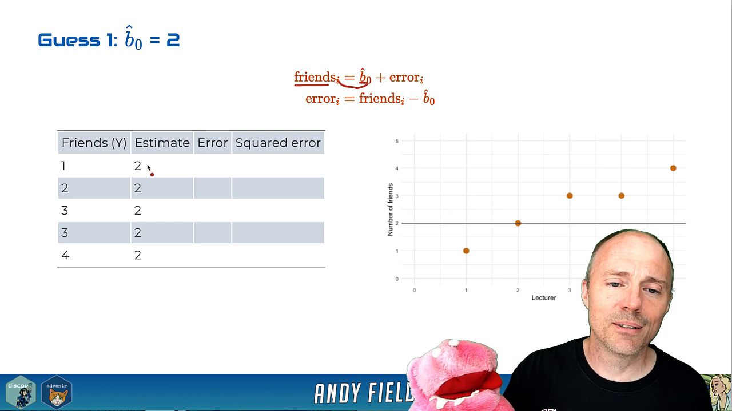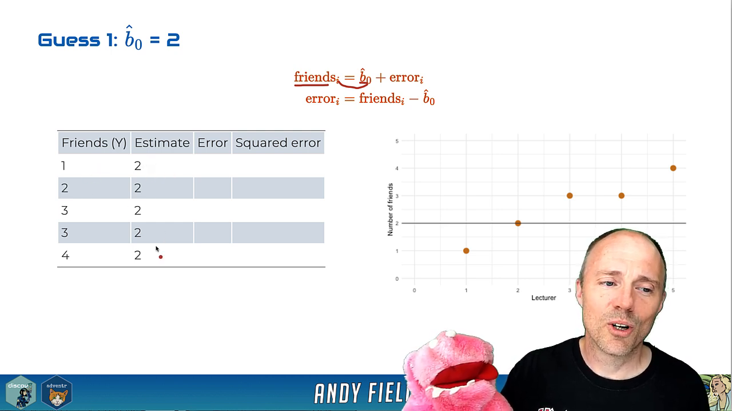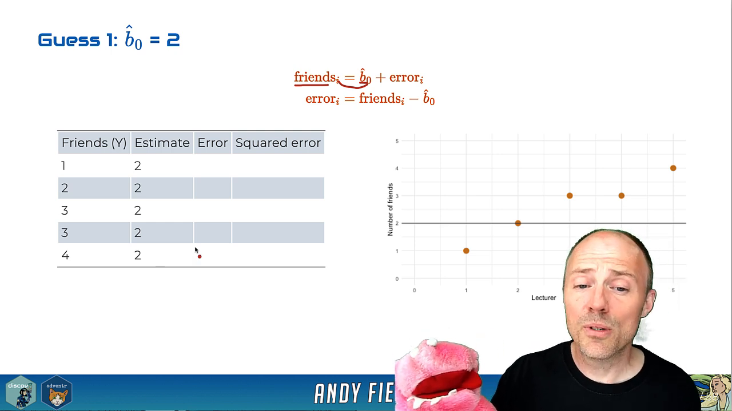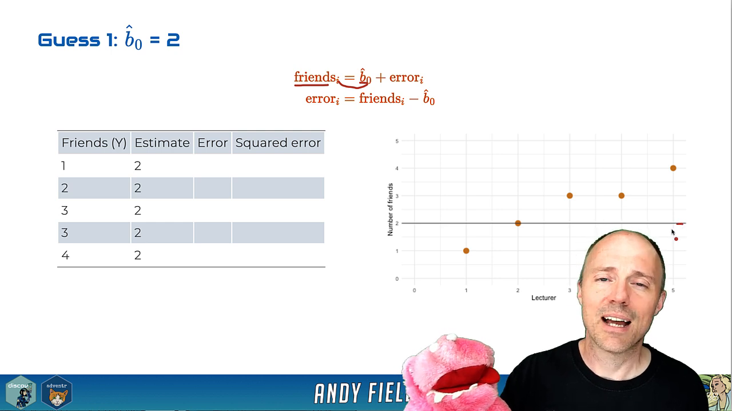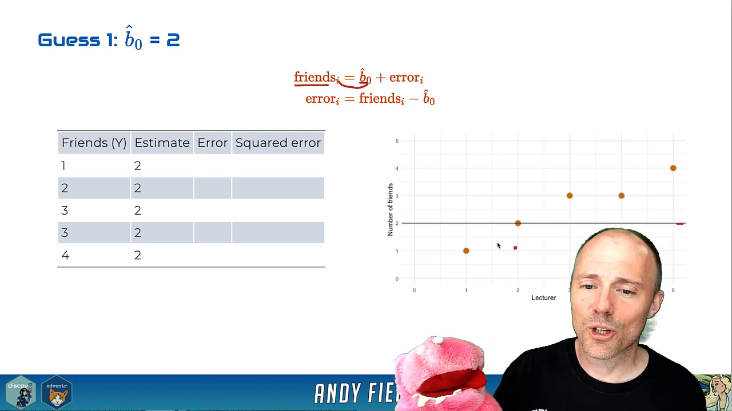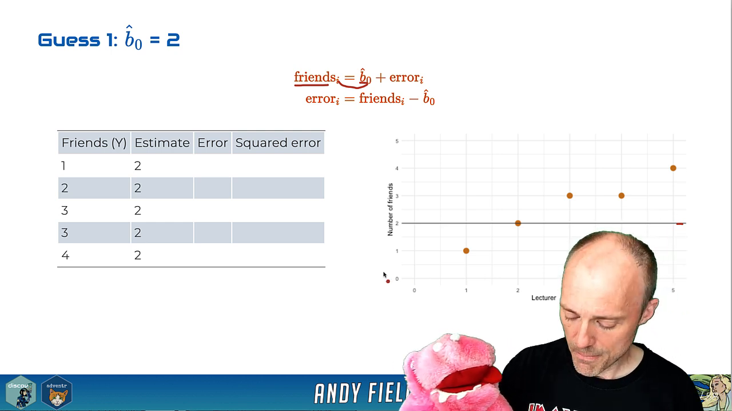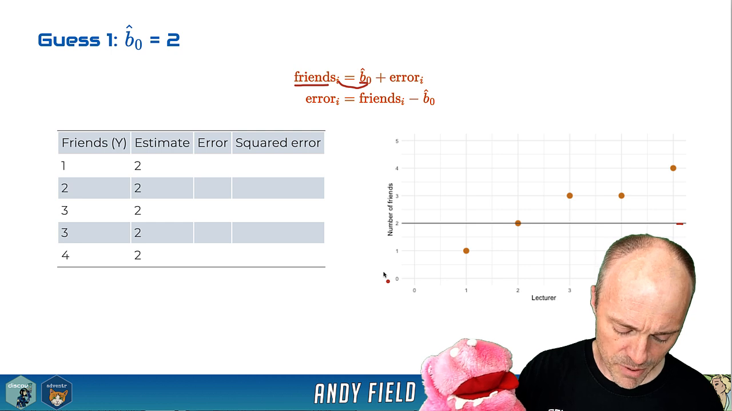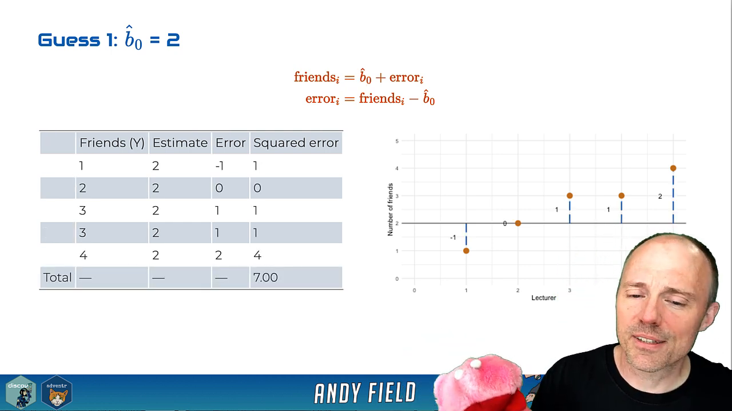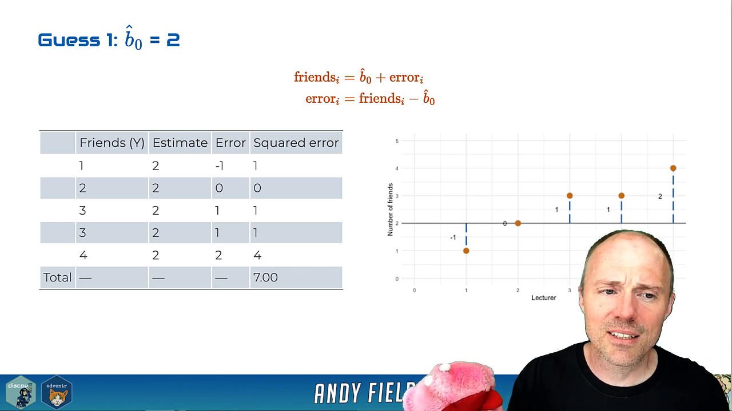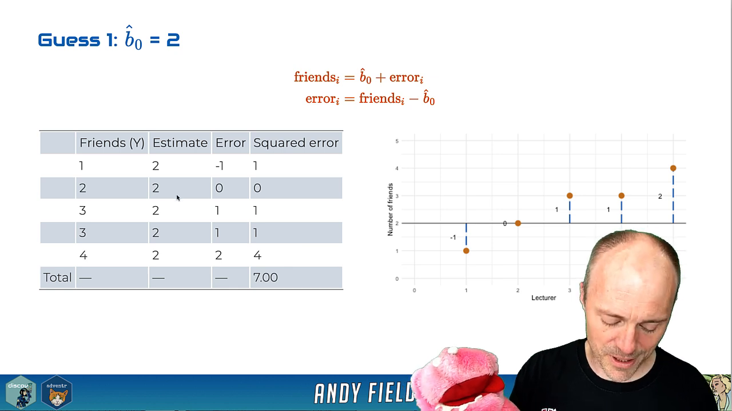So we've got this lovely table here. We know the actual number of friends in our sample, we've got an estimate of 2, and this is represented graphically over here. The flat line is our best guess of 2, and the dots are the actual values. So we can work out the errors in prediction, which are the differences between what the line predicts and the actual value that was observed.